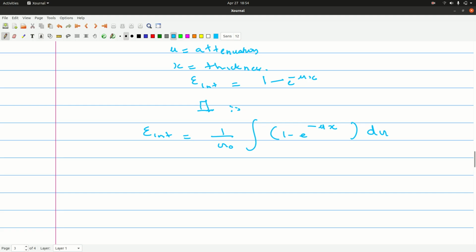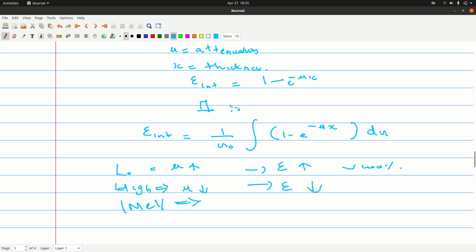So for low energy photons, attenuation is large, mu is large. So mu is large means efficiency is high, almost 100%. If it is high energetic photons, attenuation is less, so the efficiency drops. For 1 MeV gamma rays, detection efficiency is about 25 to 30%. If you are considering a larger detector size, so x is more, that means efficiency is more.